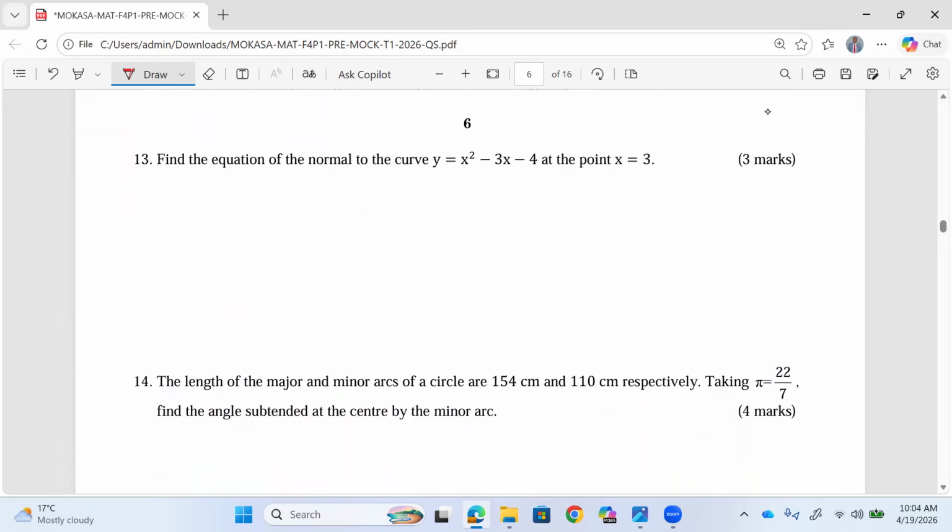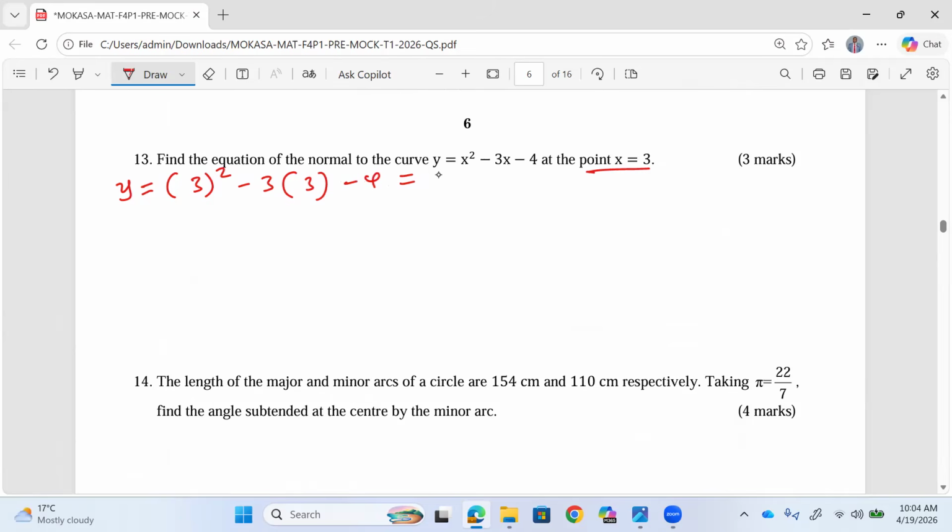Number 13, ladies and gentlemen. Find the equation of the normal to the curve y equals x squared minus 3x minus 4 at the point x equals 3. Now, one thing that you're supposed to know is that the point can be found as a coordinate. So y equals this, and we are given the value of x. So the corresponding value of y is equal now to 3 squared minus 3 into 3 minus 4.